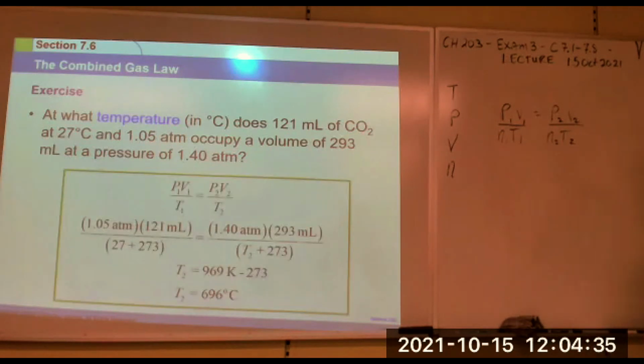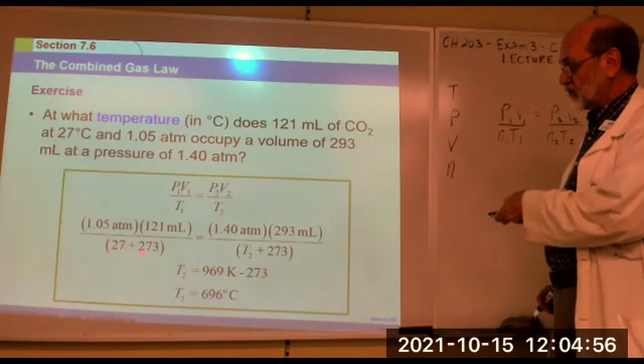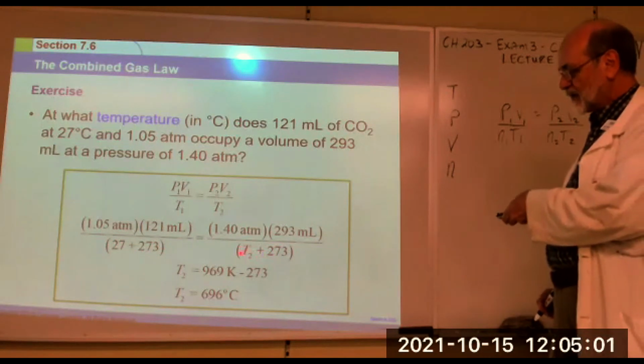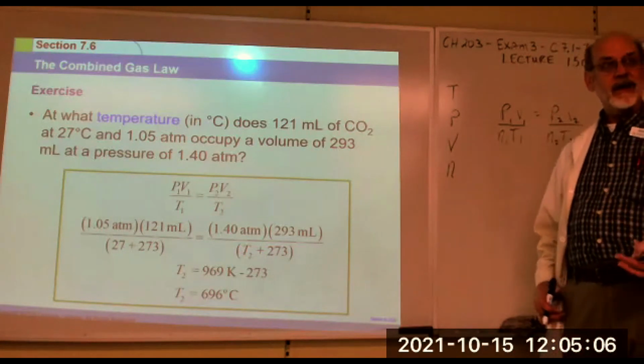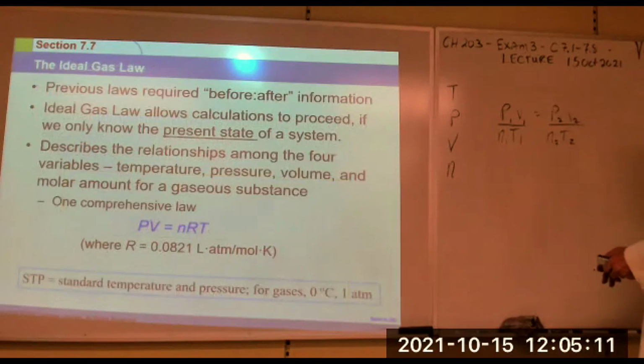That's math. Here's an example. We're solving for this temperature with these conditions: pressure change, volume change, and we want to see how the temperature changes. So what we've done here is we said, all right, there's the temperature in Celsius, we added 273. So by setting it up this way, when we solve the equation, our temperature is in Celsius already.